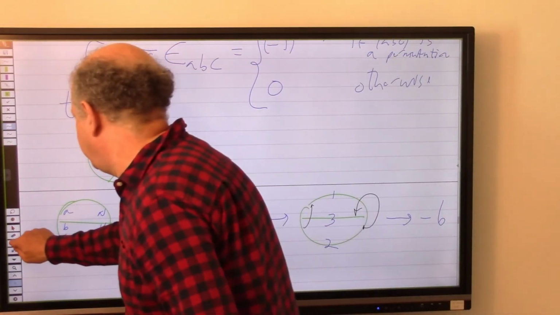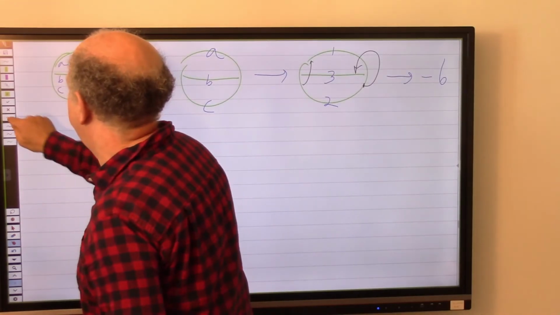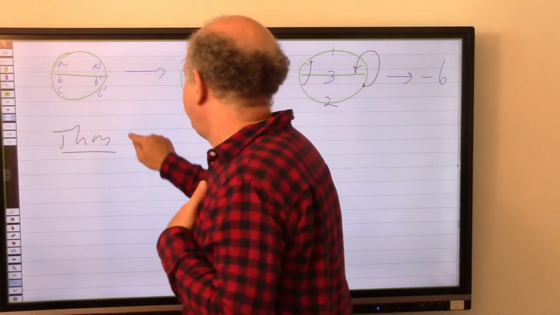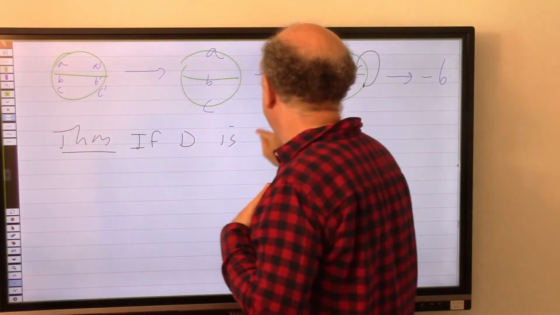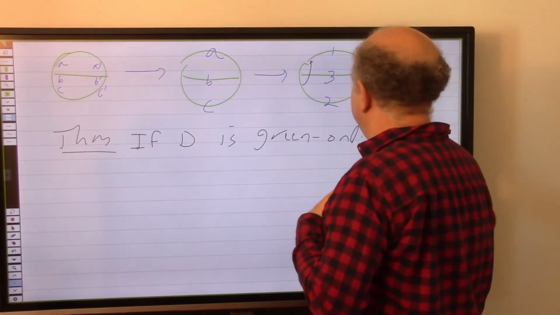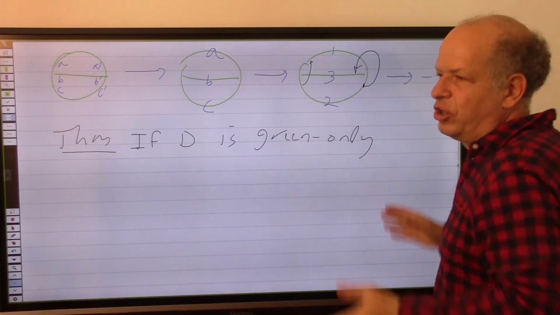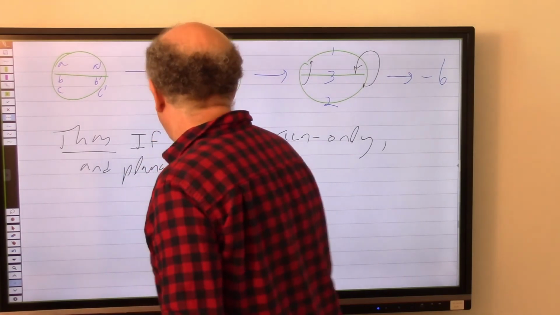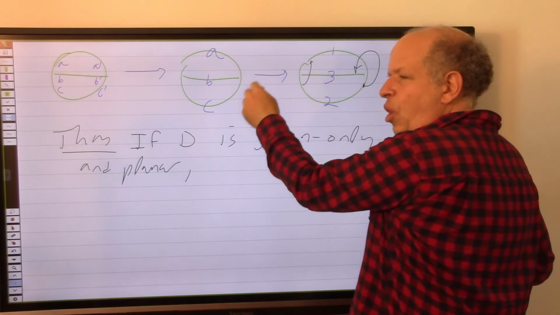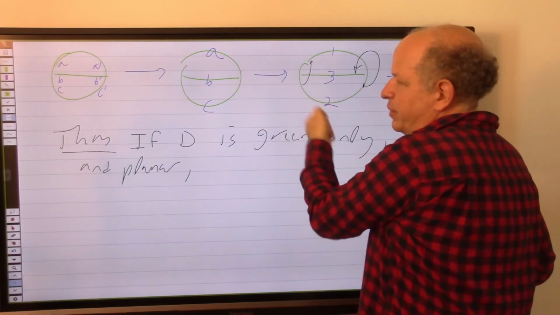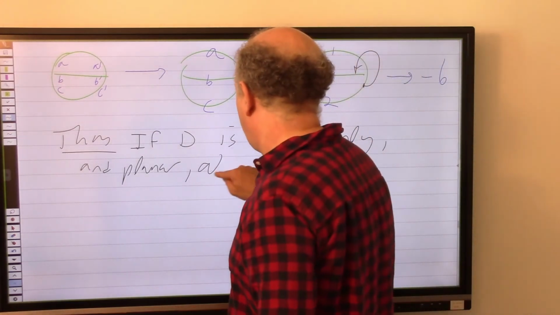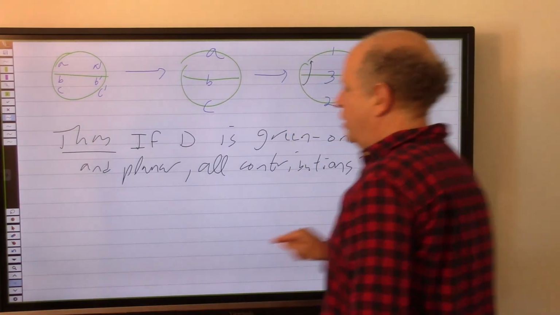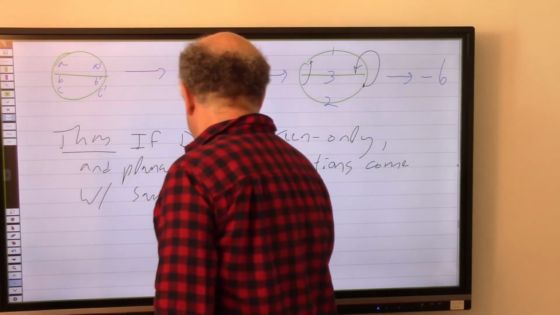And here is a lovely theorem. Theorem: if a diagram D is green only, so I'm still in the simplified case, no choice of representation, and planar, then like here, all contributions come with the same sign.